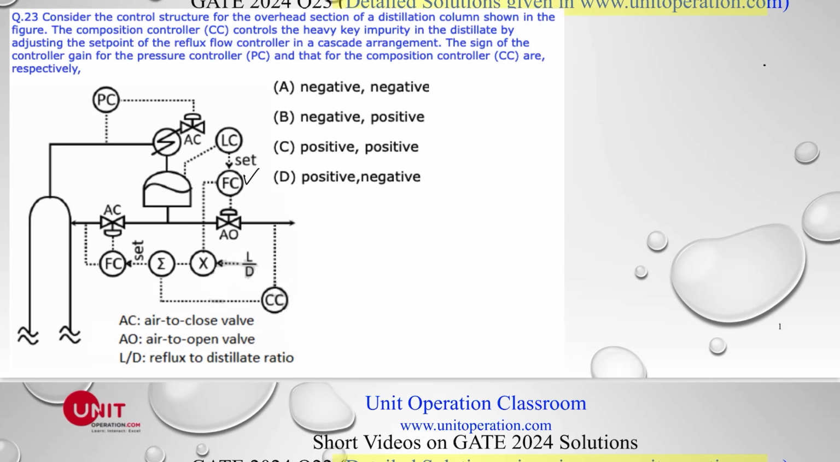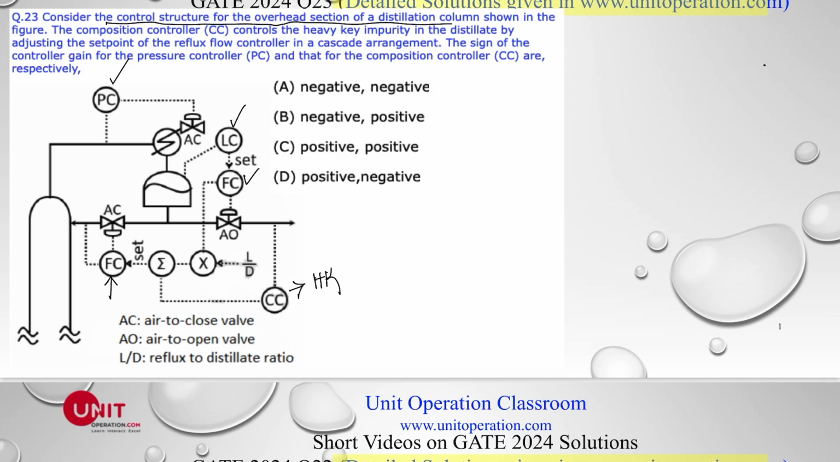GATE 2024 question 23. Consider the control structure for the overhead section of the distillation column. Let us quickly understand what the components are here. This of course is my pressure controller. This is a level controller which controls the level in the condensate drum, and this is the composition controller which measures the composition of the heavy key. And this again is the flow control.